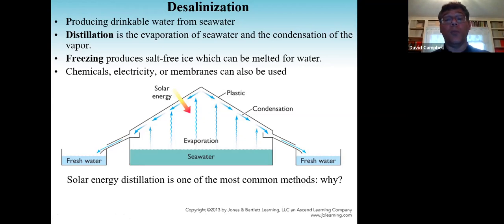Freezing. We'll look more at that in a moment, but again, salt doesn't fit into the crystal structure of the water, and so it gets left behind. And that's another way to potentially make reasonably pure water. There are other things you can do, various types of chemicals to remove the salts. You can use electricity, certain types of membranes.